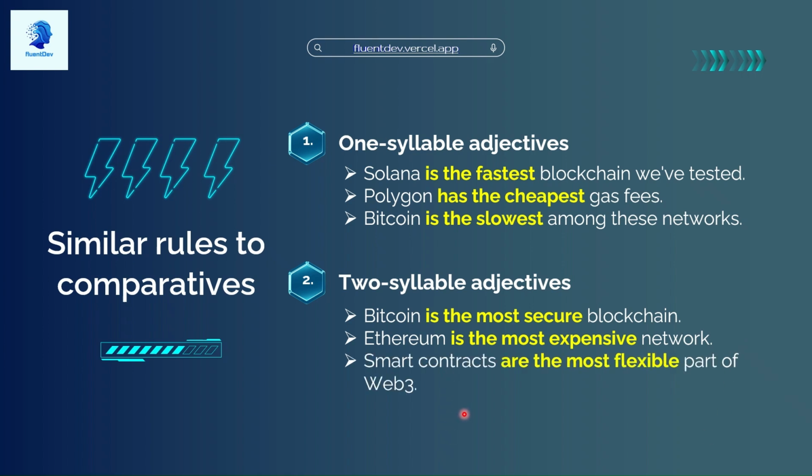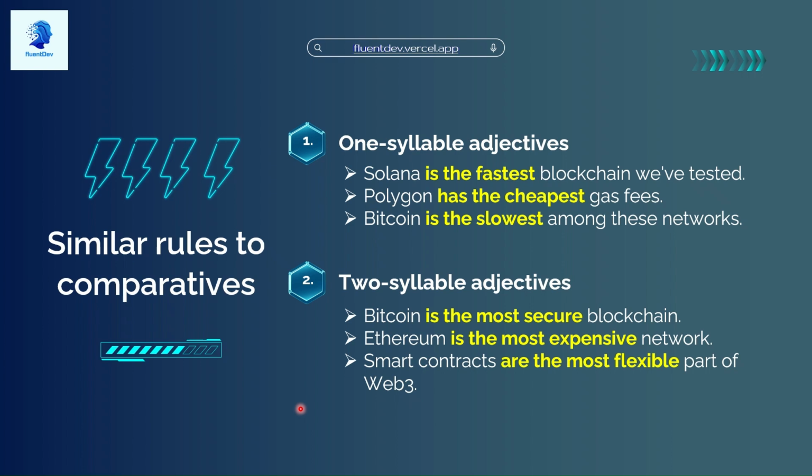Smart contracts are the most flexible part of Web3. So secure, expensive, and flexible all have two or more syllables. If it's a superlative, we're going to add the most in front of there. If you have any questions, please let me know in the comments down below. We'll try to get it worked out.